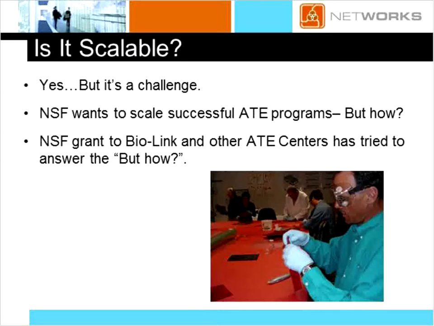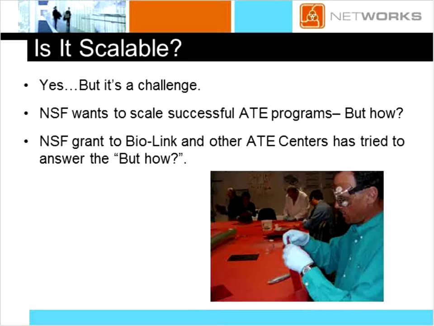So NSF cares about this a lot because they invest a lot in ATE programs and centers, and they want to see that investment, or return on that investment, so to speak. They want to see these successful programs replicated over and over again around the country at other community colleges. But to date, they haven't really seen a lot of that. They've seen their funding of a center and the programs it creates kind of stay locally.